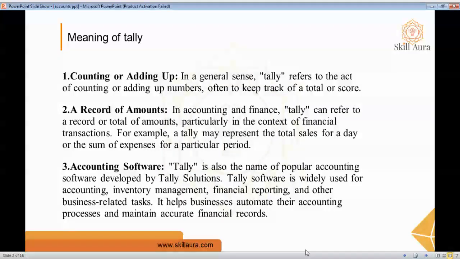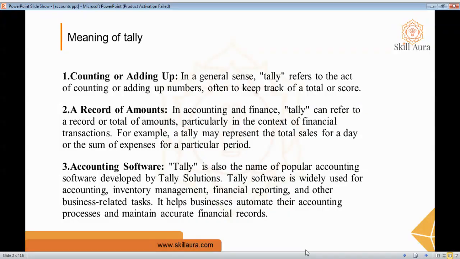For example, a tally may represent the total sales for a day or a sum of the expenses for a particular period. Let's have an example. A tally of expenses was kept in a spreadsheet. So a few amounts will be recorded with the help of tally and kept in a spreadsheet, Excel, etc.